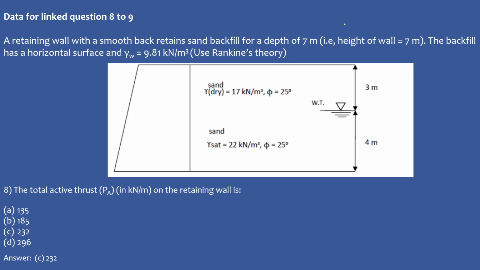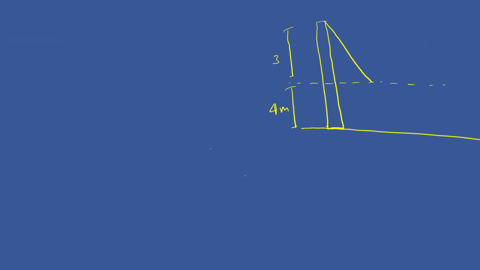So this is above the water table and it has a depth of 3 meters. This one has a depth of 4 meters. So this is the first stress block which we need to make. This particular force is acting from the earth pressure of the soil which is available above the water table.